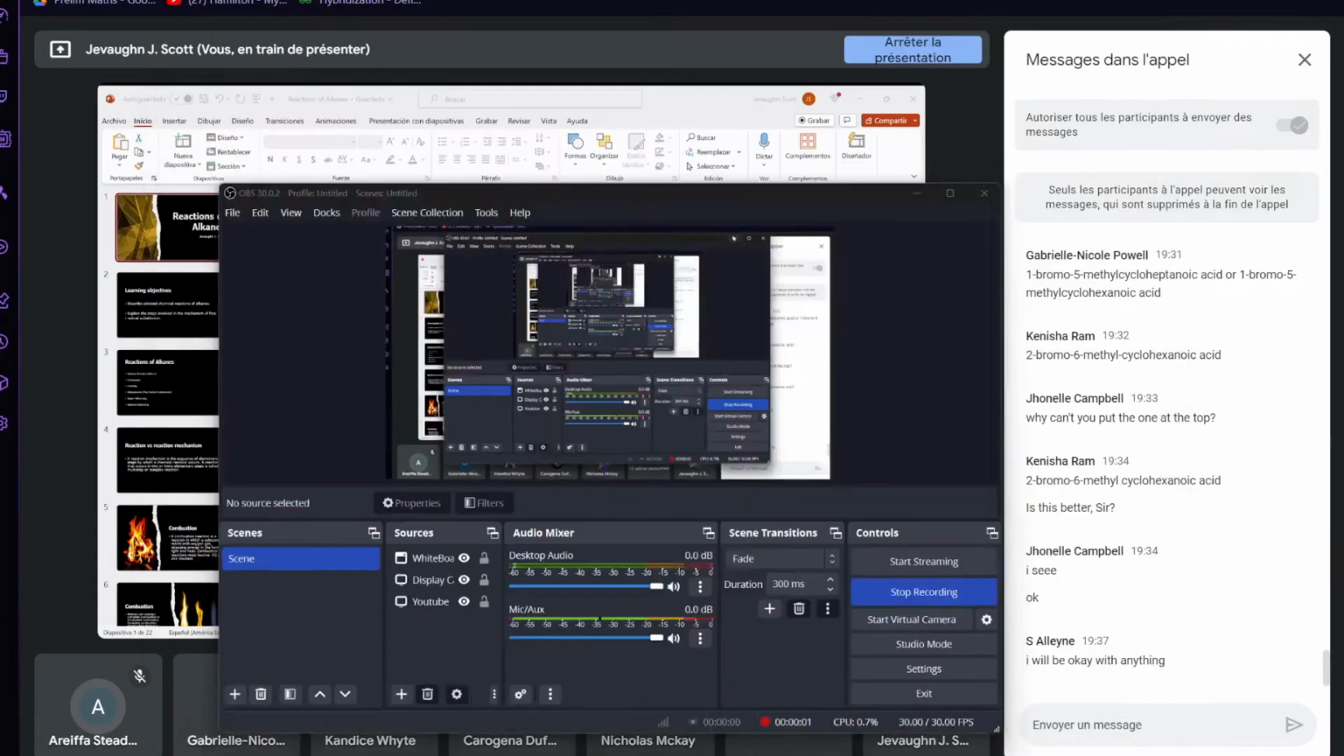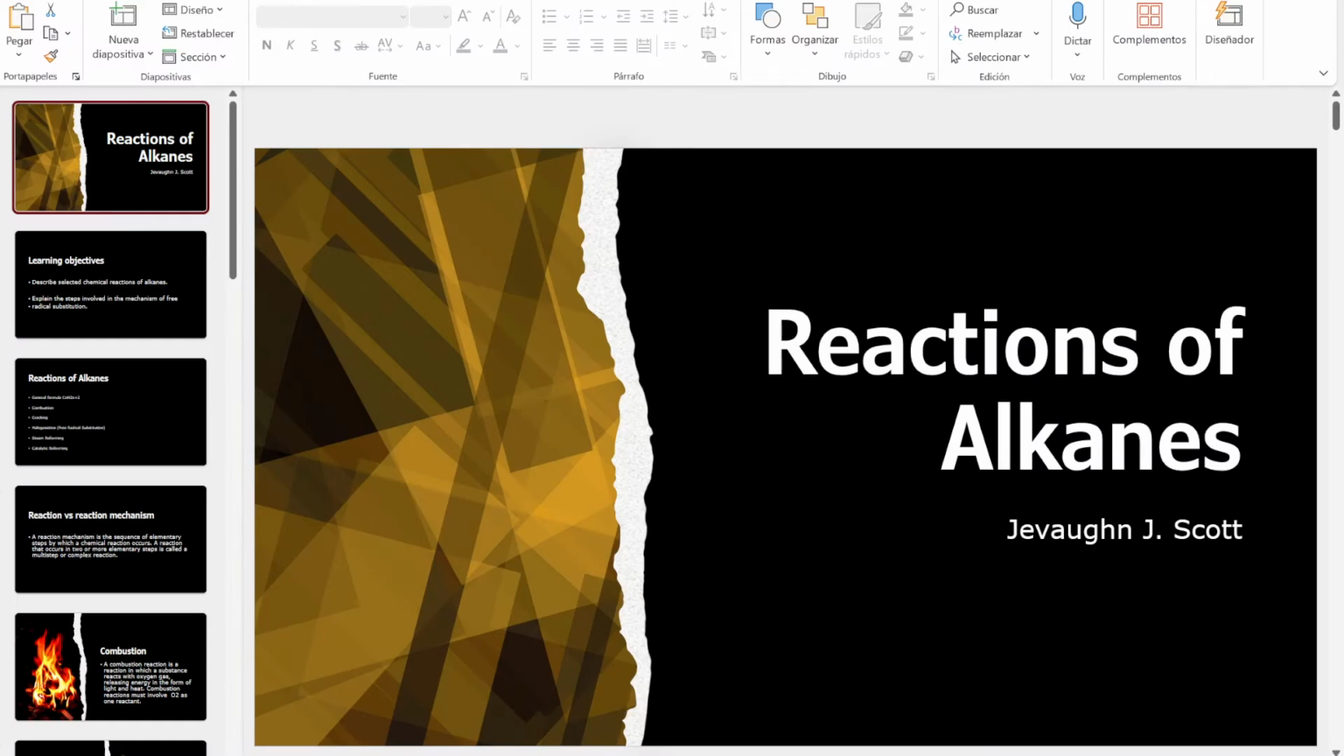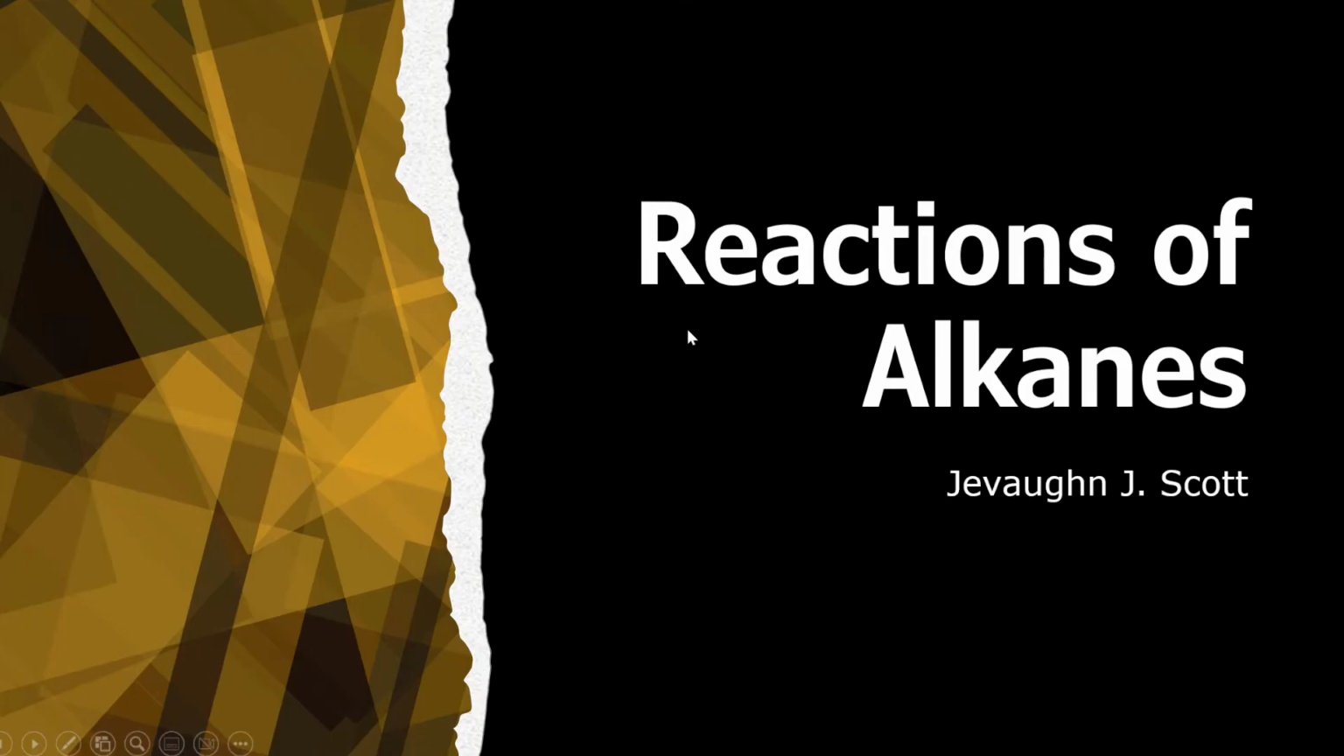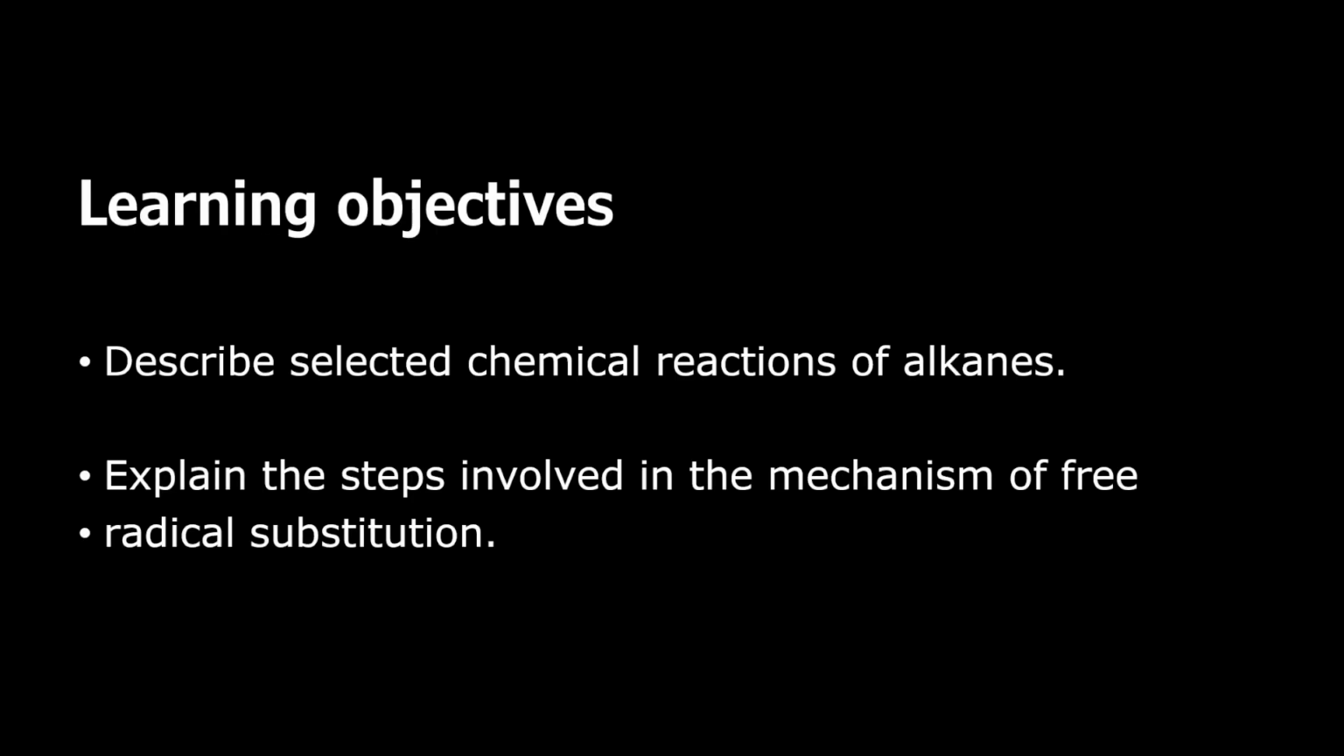So let's start. Let's begin with the wonderful world of our friendly neighborhood alkanes, the reactions of alkanes. All right. Our general learning objective is to describe selected chemical reactions of the alkanes and explain the steps involved in the mechanisms of free radical substitution.